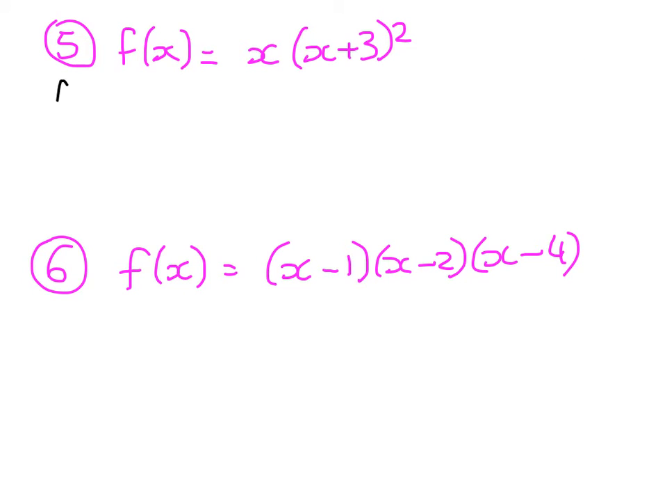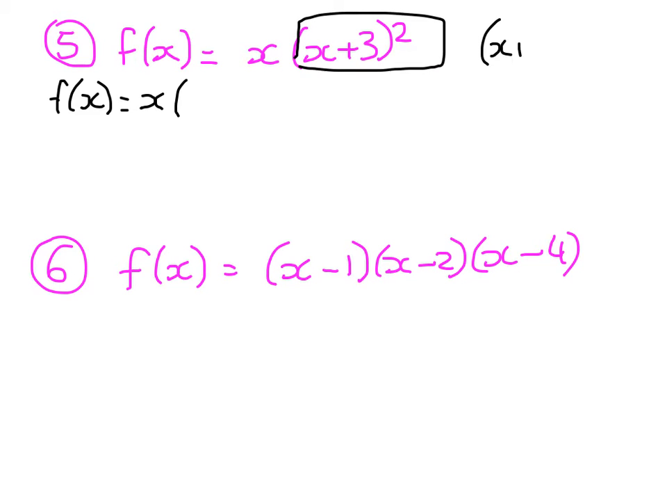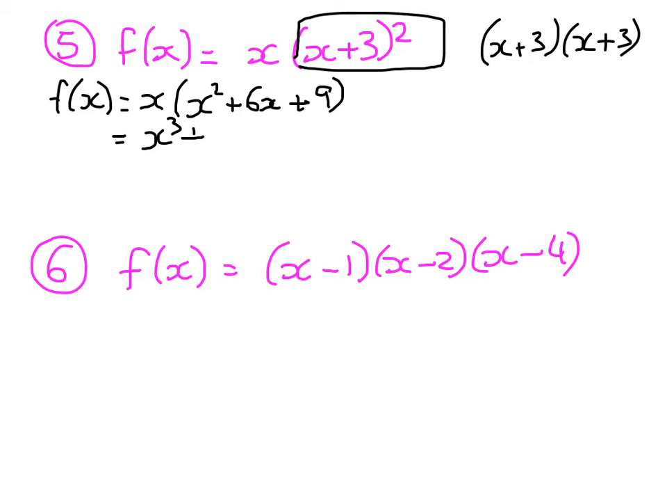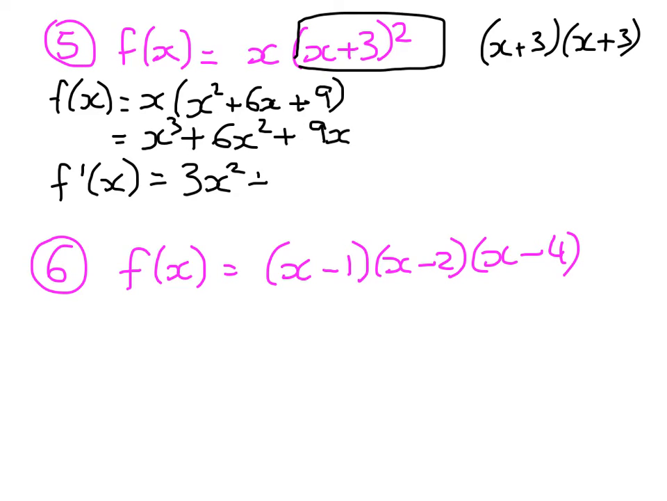Next one, right, more expanding practice. So f of x is equal to x times, right, let's expand this out. Well, this is x plus 3 times x plus 3. So it's x times x squared plus 6x plus 9. Now expanding out again, f of x is x cubed plus 6x squared plus 9x. So f dash of x is equal to 3x squared plus 12x plus 9. Just leave it like that. Don't try and factorise it back or anything fancy.